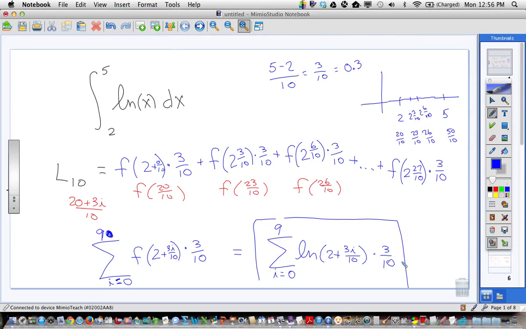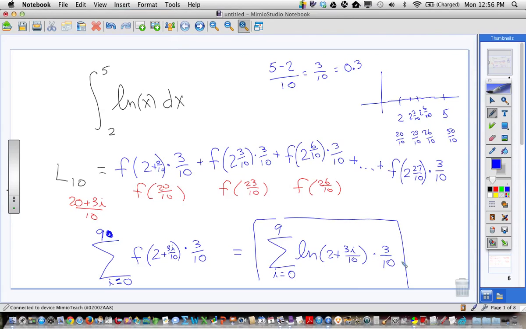What's the 3/10 turn into up here? The dx. It's the dx. The width part of this disappears, because remember, this is the exact area. How wide are the rectangles when you have an infinite number of them? 0. There is no width when you have the exact area under the curve. And that's what the integral is.